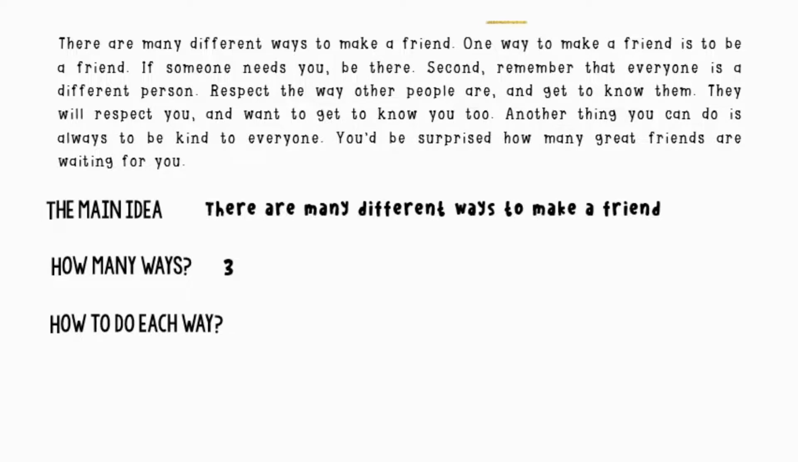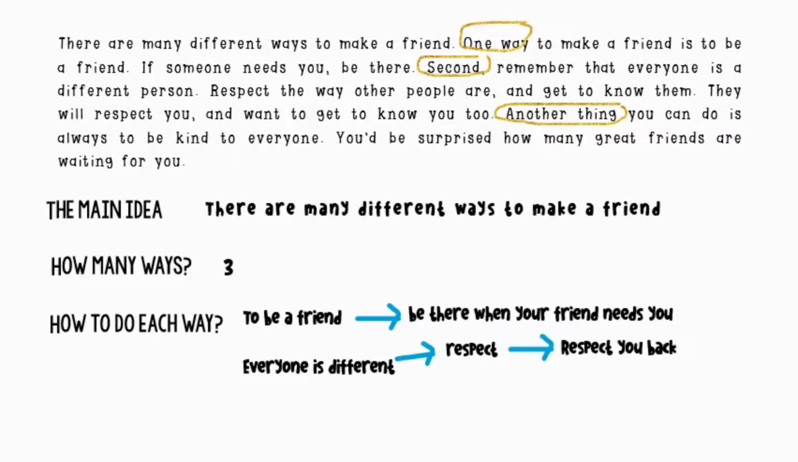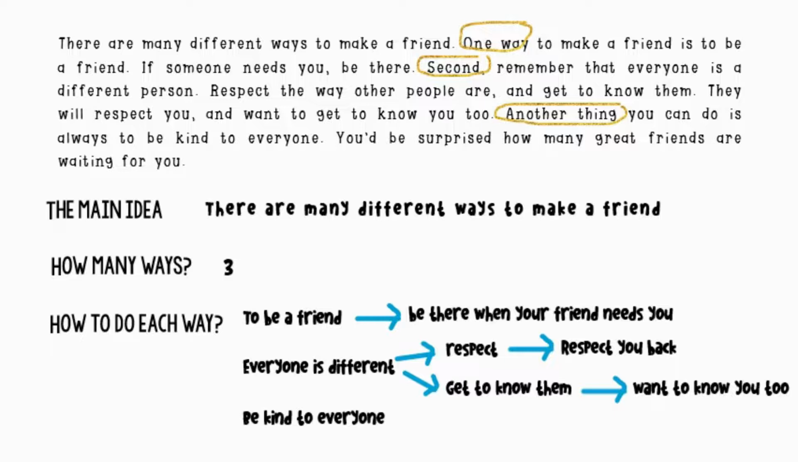We have 3 ways. The first one is one way, blah, blah, blah. The second one is remember that everyone is a different person. And the last one is another thing. So these are the ways. How to do each way? You can see that to be a friend, we have to be there when our friends need us. Everyone is different. The first one is give respect, and then it will result in people respecting you back, and getting to know them will cause them to want to know you too. And the last one is be kind to everyone. So this is how we can do each way.